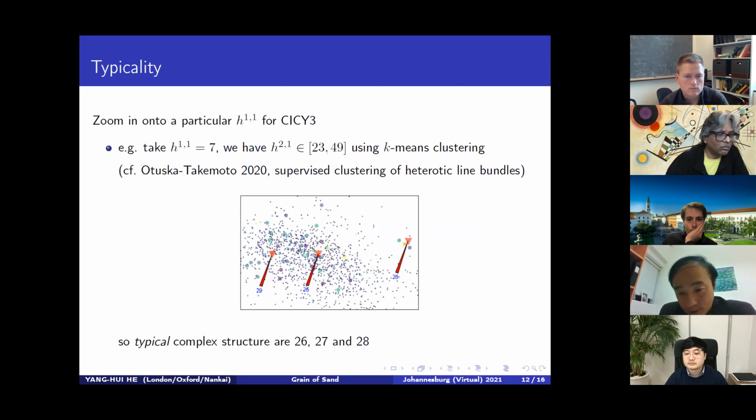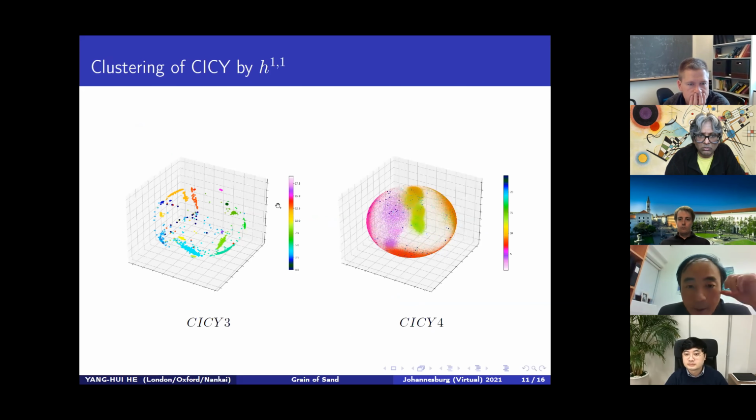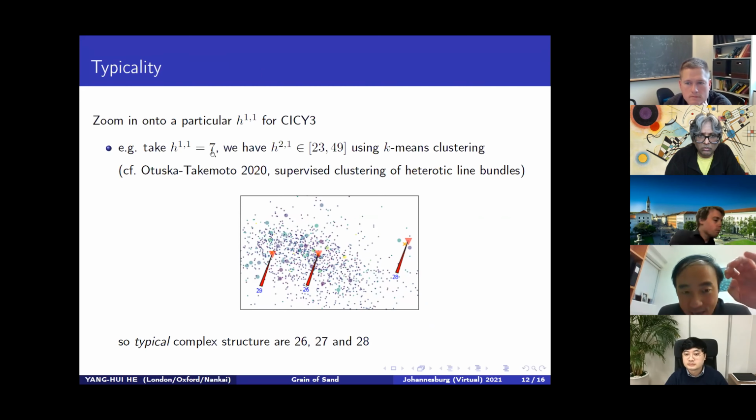So yeah, you can do a little more with this. You can zoom in on a particular h11 and then try to see whether there's a sense of typicality. So here's an h11 cluster taken from this CC3, and you zoom in and take the h11 equal to 7 cluster, and then you try to do k-means clustering of the complex structure, which has a much bigger variation, and it detects different clustering behavior there. In this sense, it gives a good measure of what a typical complex structure is.